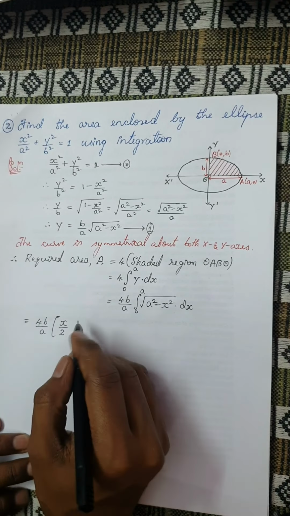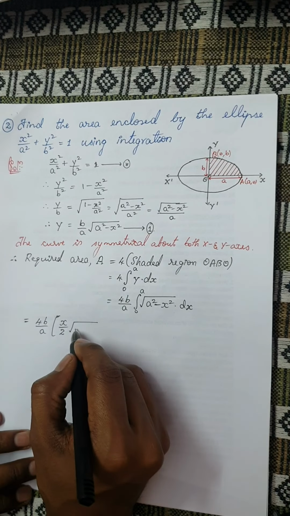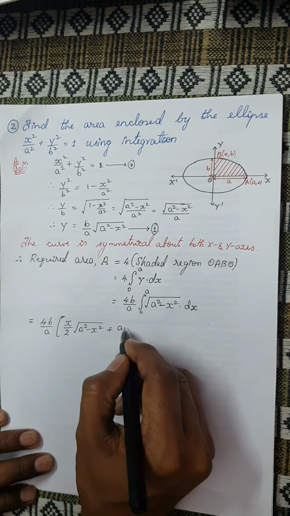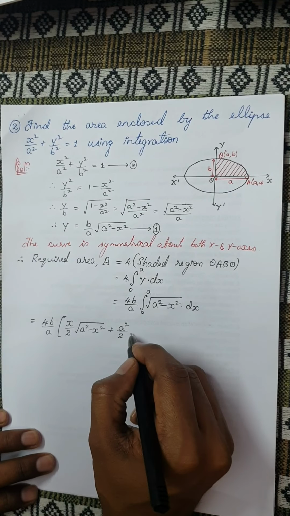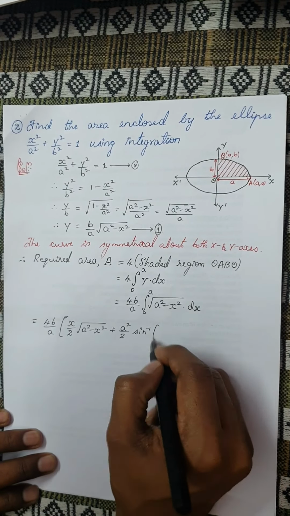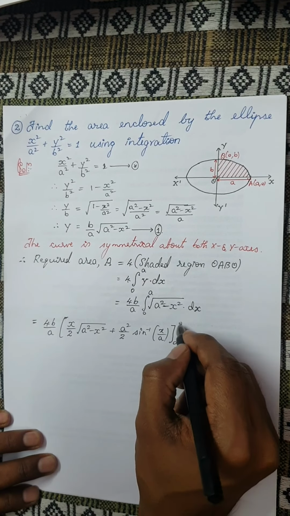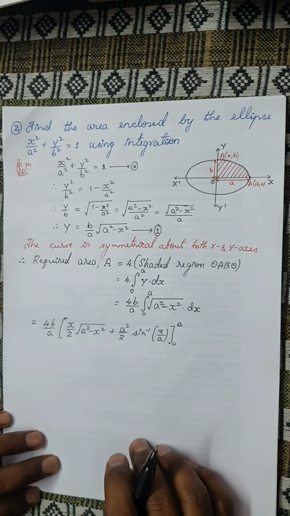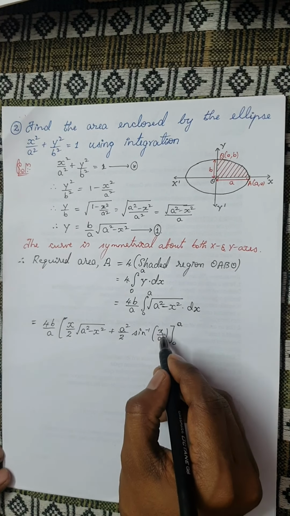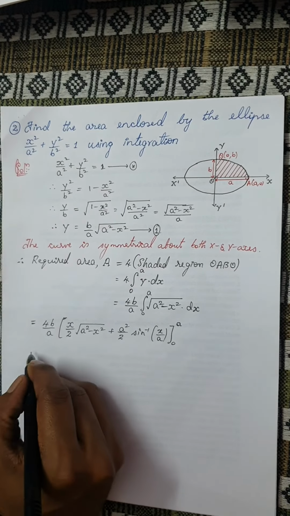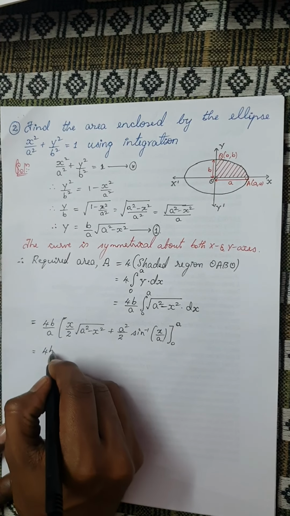The integral of root of a square minus x square is x by 2 into root of a square minus x square plus a square by 2 into sine inverse x by a, within the limits 0 to a. Please be very careful. If you go wrong here, the rest of the work would be a mistake. So let us apply the limit.